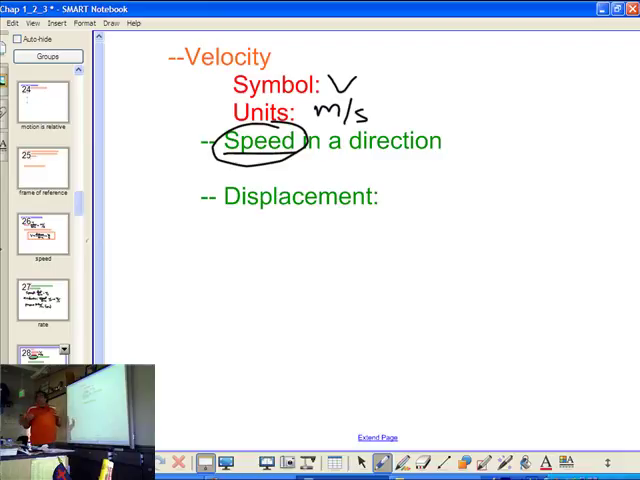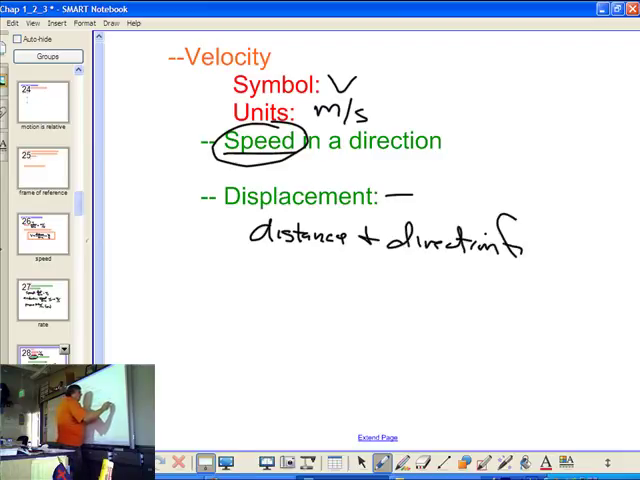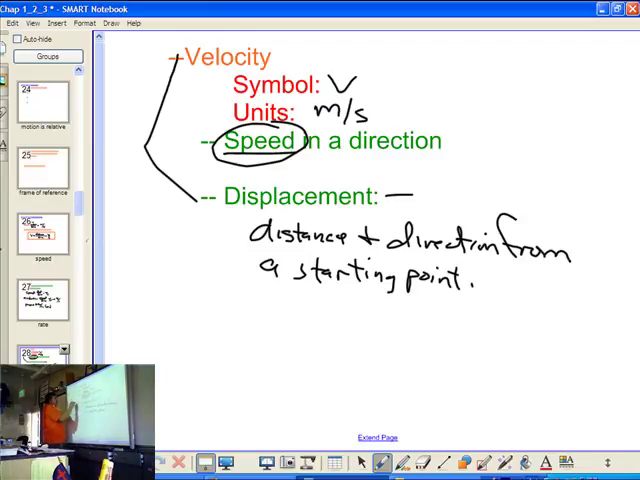So we also need something called displacement. Now we have distance. Distance is how far you travel, just the length of distance your thing travels. In your car, you have a little device that tells you distance, and that's called an odometer. Odometer tells you distance. But displacement is the distance and direction from a starting point.